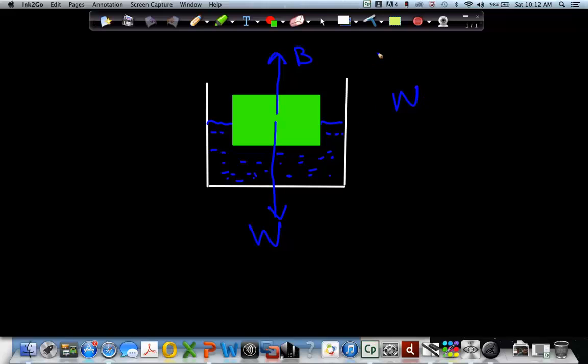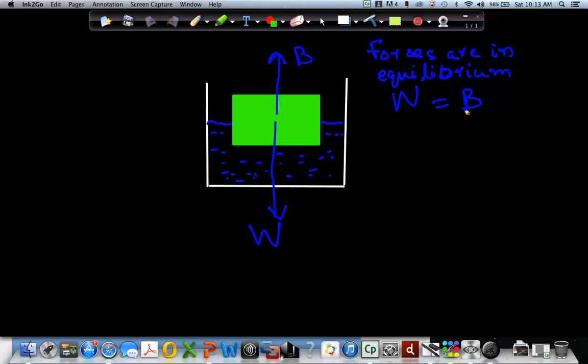What is equilibrium? Forces are in equilibrium, which means that the weight is equal to the buoyant force. Both the forces are cancelling each other, and since they are cancelling each other, they're in equilibrium, and so there's no net resultant force acting on that body. What is the resultant force? You have seen that, right?